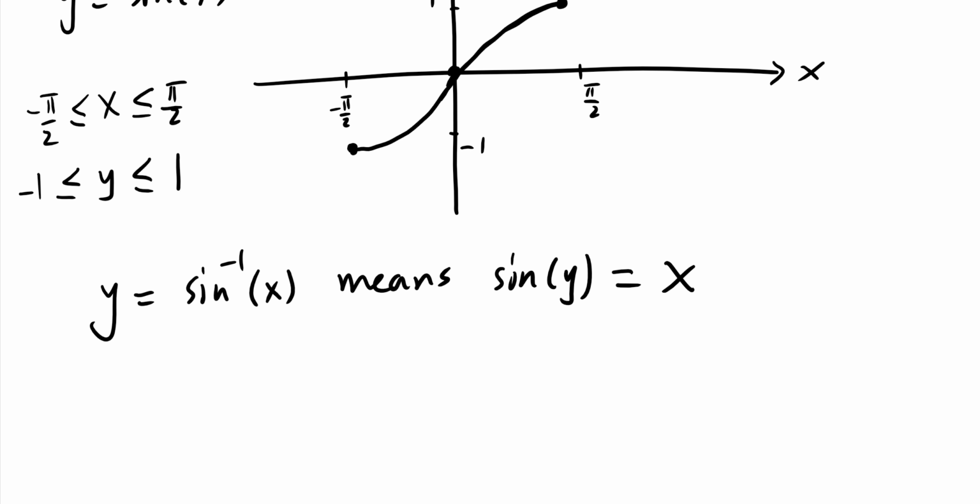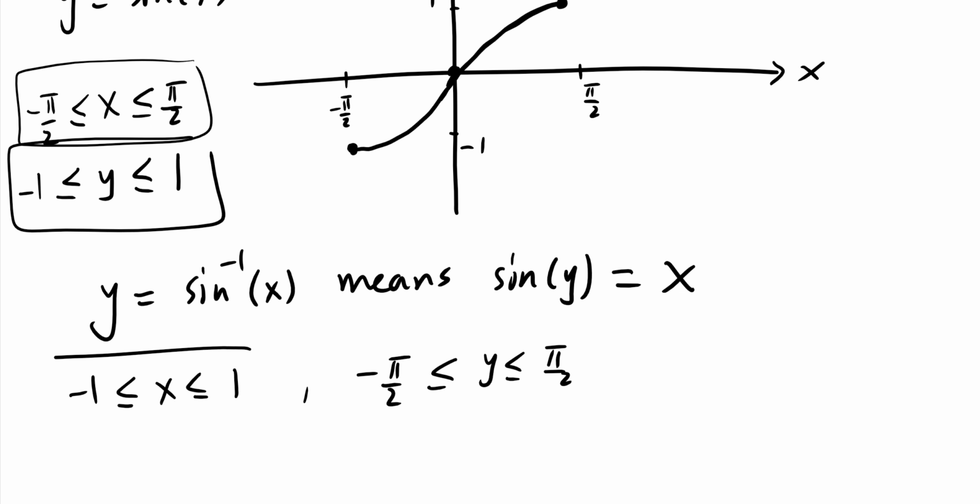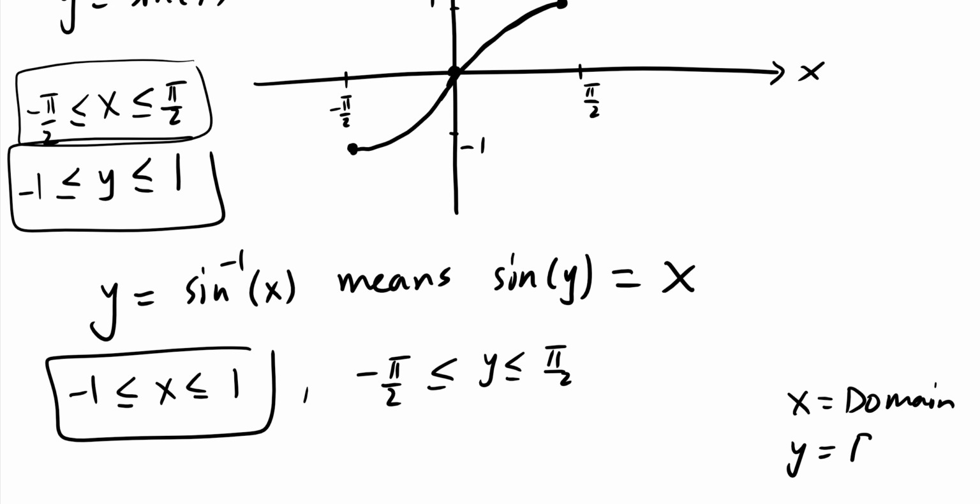And in this case, notice how the domain for the function for sine was this. That will become the range of the inverse. So the y of the inverse will be from negative pi over 2 to pi over 2. And the range for the function becomes the domain, becomes x. Keep in mind, x means domain, y means range, all the time.